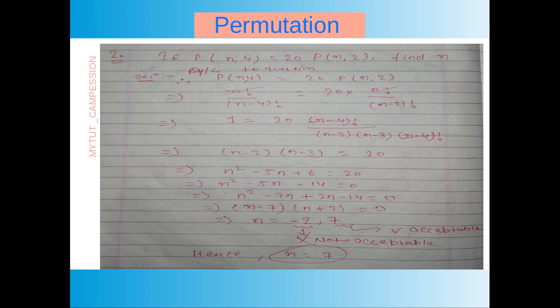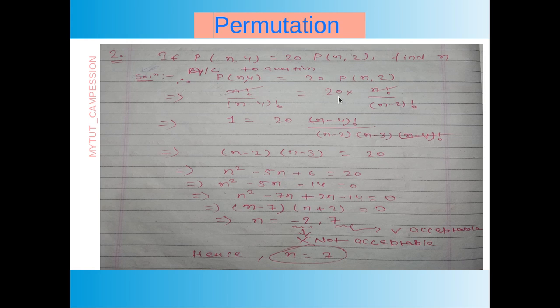Now the second question is: if P(n,4) equal to 20 into P(n,2), find the value of n. Oh, good question. Now how can you solve this question? Let P(n,4) equal to 20 into P(n,2). Now expand the permutation. n factorial divided by (n minus 4) factorial equal to 20 into n factorial divided by (n minus 2) factorial. So n factorial gets cancelled.